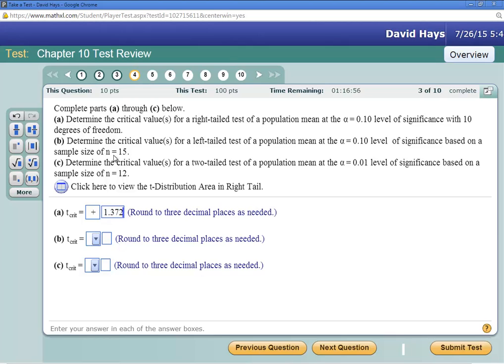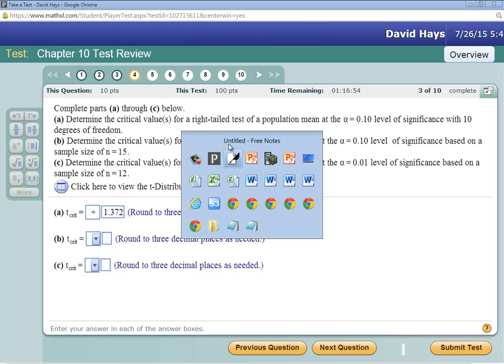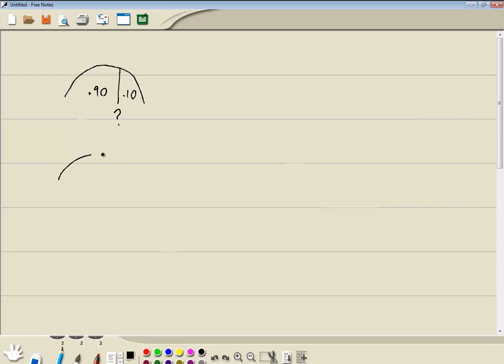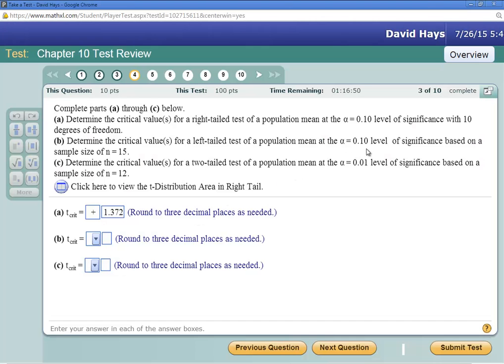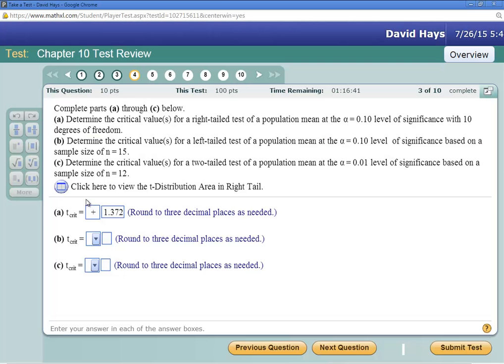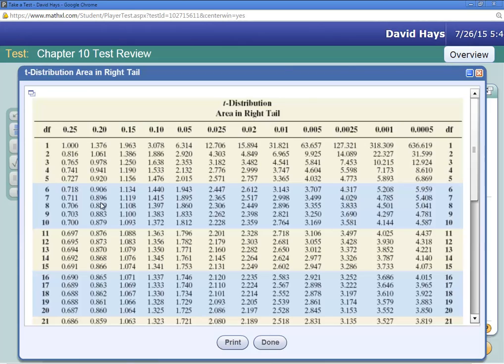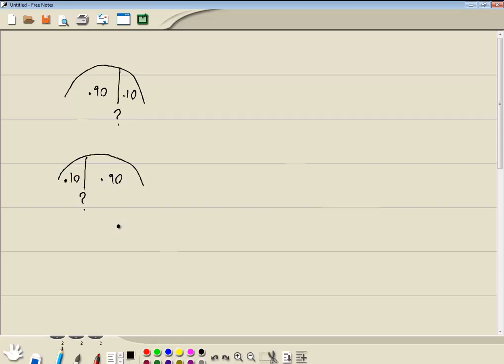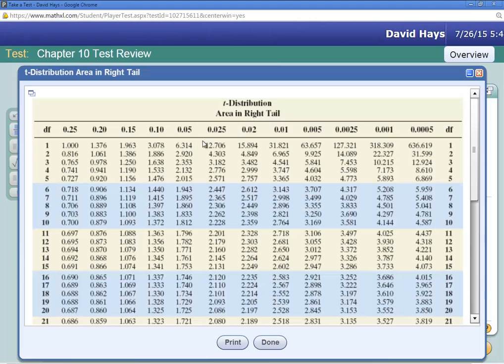So 1.372. For our next one, it's left-tailed. So let's draw a picture. Left tail, alpha is still 10%, which means I'm putting the 0.10 there, and this would be 0.90, and this is what we're trying to find. Well, we look it up in our table. We're still doing degrees of freedom of 10. But we're looking at 0.10, and this again should say area in one tail. So look up 0.10, and that's 1.372.